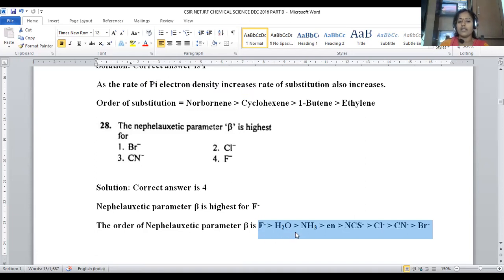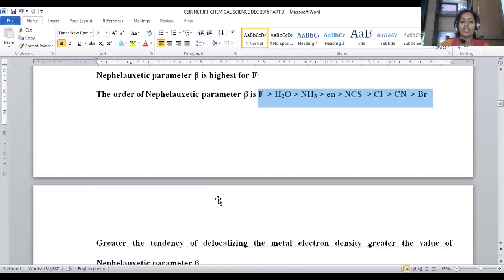The Nephelauxetic parameter value purely depends upon the electronegativity of the ligand. Fluoro, followed by oxygen, right? And the next is nitrogen. All these belong to nitrogen-containing ligands, followed by chloro, and the least is bromo. In a simple manner, we can remember this entire series. So the Nephelauxetic parameter beta is highest for what? The fluoro ligand. So for question number 28, option number 4 is the correct answer.